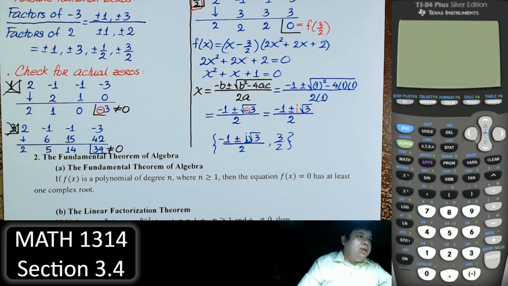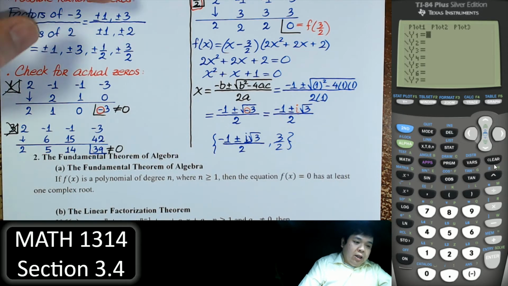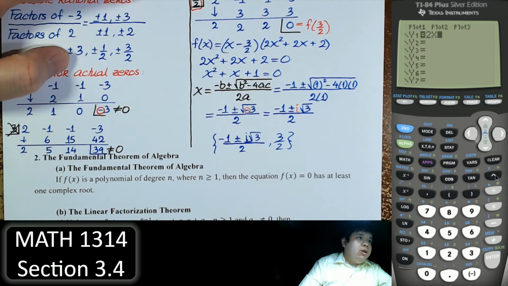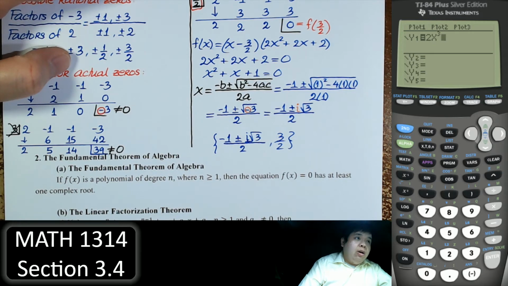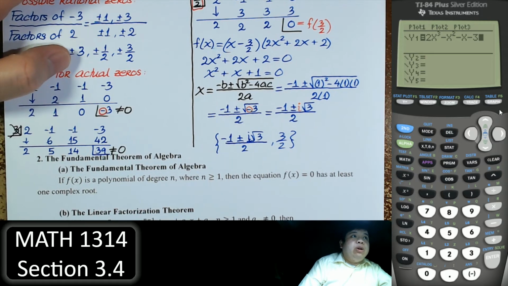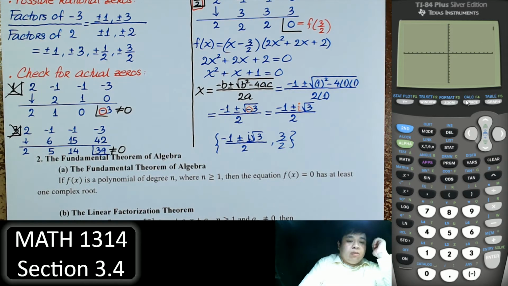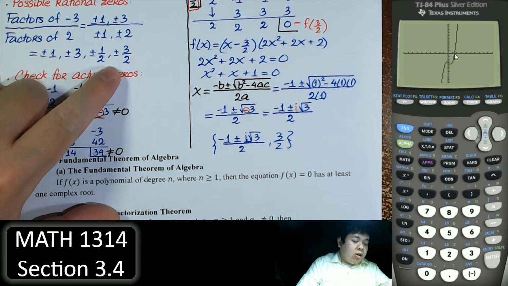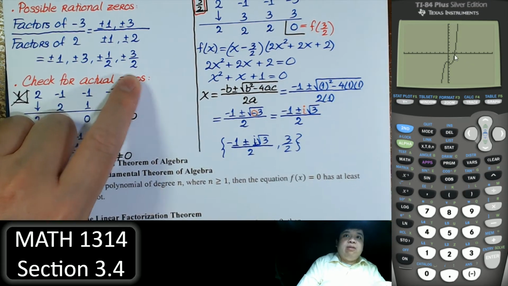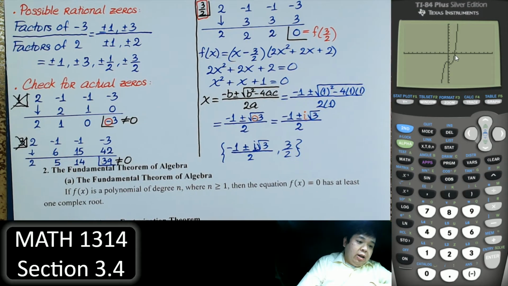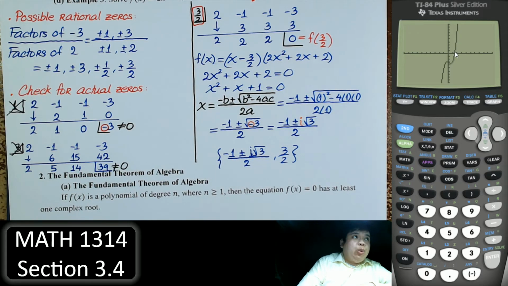Now, if we have a calculator, it might help. We have 2x cubed minus x squared minus x minus 3. If we hit the graph, as you see, there's a solution between here, and it looks like, on the list, that it is 3/2. 3 over 2, right?